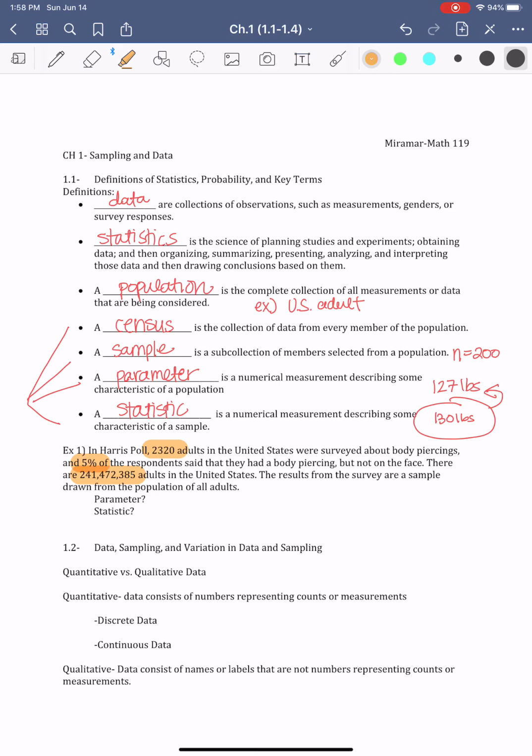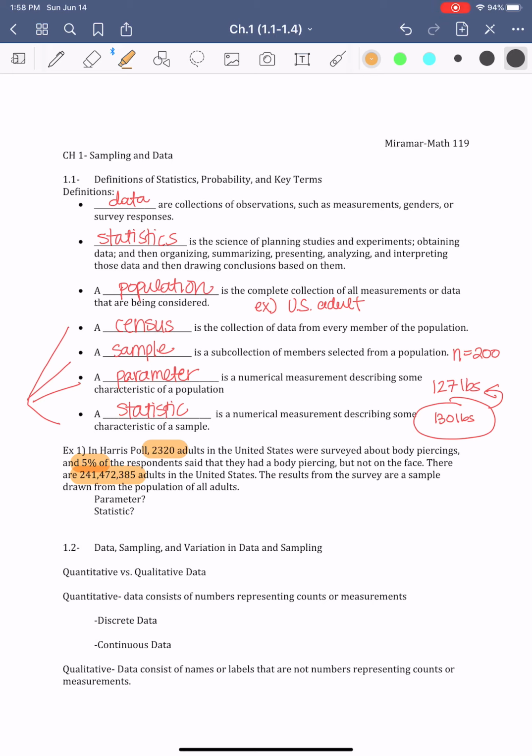Right, so let's begin with 2,320. What is that number? So they only did the poll of 2,320 adults. That is not a parameter, because first of all, a parameter is the entire population and there's more than 2,320. So you can eliminate that it's not a parameter.